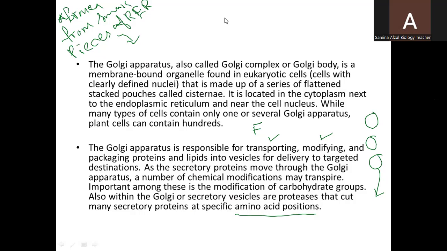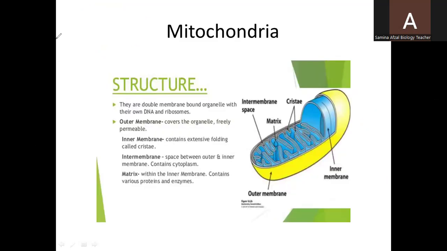And the next organelle, a very important organelle of the cell, is the mitochondria. You can see a rod-like structure, which consists of a double membrane, outer membrane and inner membrane. The outer membrane covers the organelle and is freely permeable. This is the outer membrane which covers this whole rod-like structure.